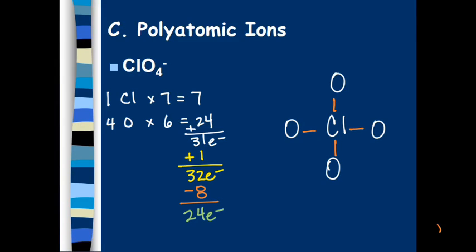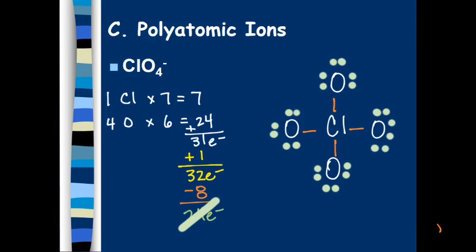Oxygen and chlorine are not exceptions to the octet rule, so everybody needs 8. If you look around chlorine right now, it has its 8, it's happy, don't put any dots there. So those 24 dots need to go on your oxygens. 2, 4, 6, 8, 10, 12, 14, 16, 18, 20, 22, 24. I used up all 24.